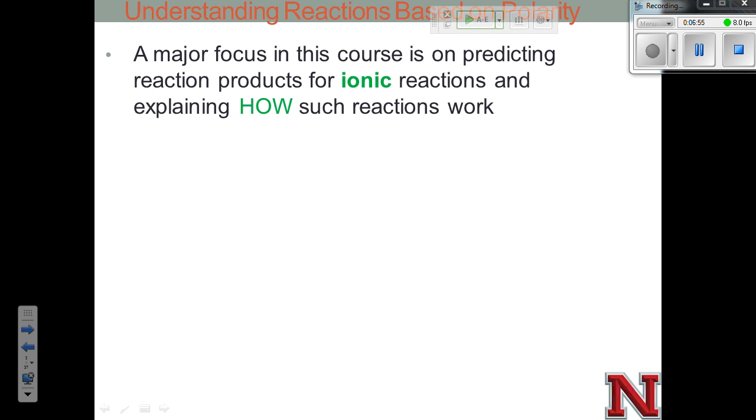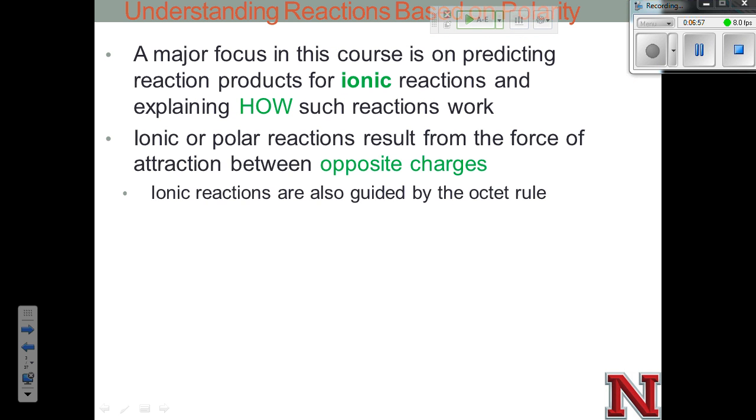So remember, we're looking at ionic reactions and how they work. So our basis of the mechanisms are: opposite charges attract. Electrons are negative, they're going to be attracted to a place of positive charge. Our other thing is that we're trying to follow the octet rule. So our mechanism should never represent an atom in the second period forming more than 8 electrons.